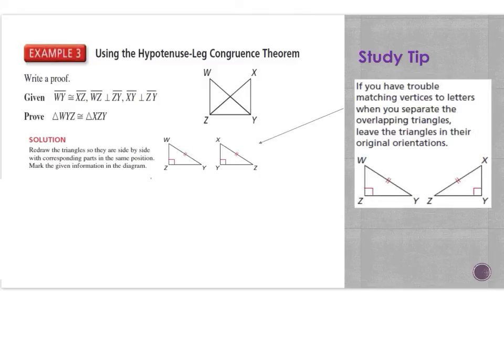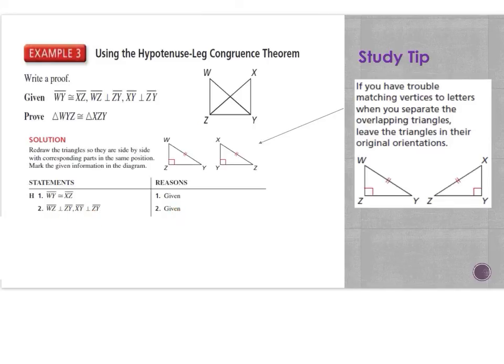All right, let's get started with our proof. We always start by stating the givens. So we have given WY congruent to XZ, reason, given, and it is one of our parts that we need. So I'm putting an H because it is the hypotenuse part of our proof. And then our other given is necessary to have in the proof because of the perpendicular segments.